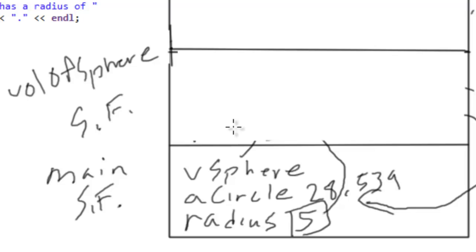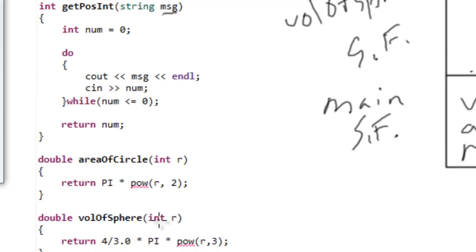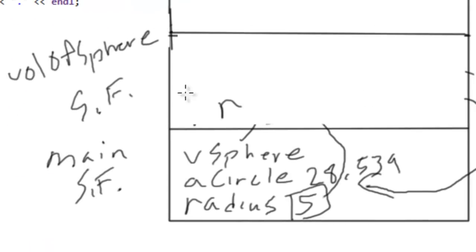Vol of sphere. Okay, so this is vol of sphere's stack frame. And we notice here that vol of sphere also has a local variable called r. So this r here that's in vol of sphere, and this r that was in area of circle, are totally two different animals. See, this r doesn't even exist anymore, and this r is now in existence since we just called vol of sphere.